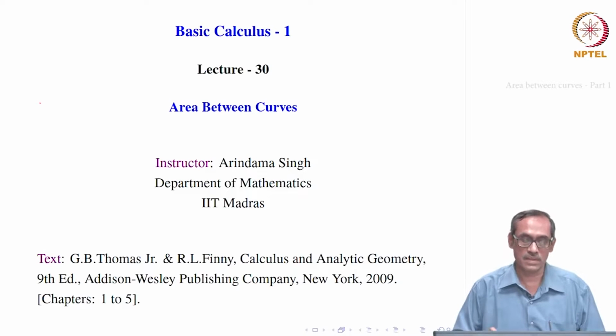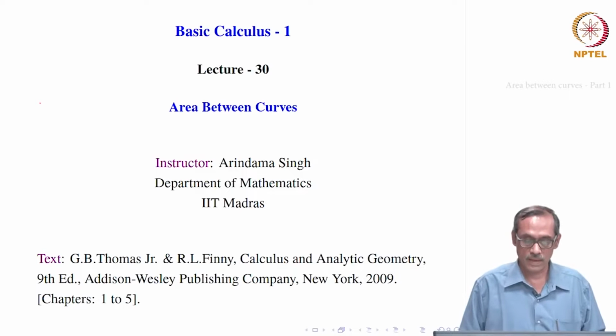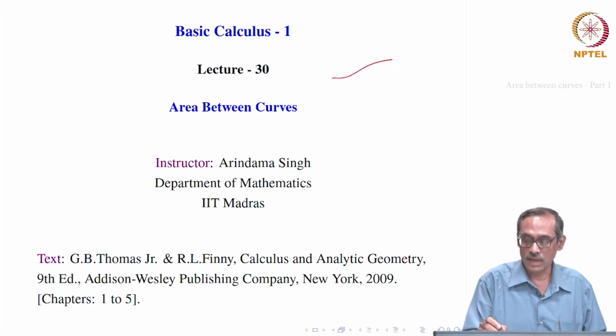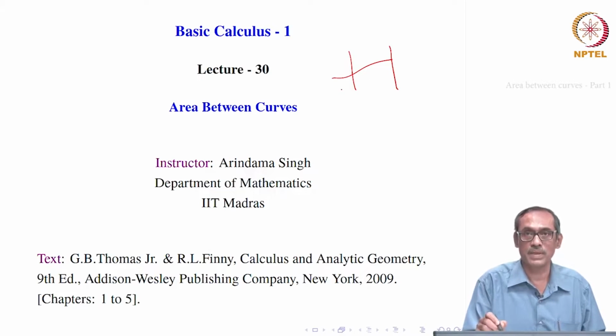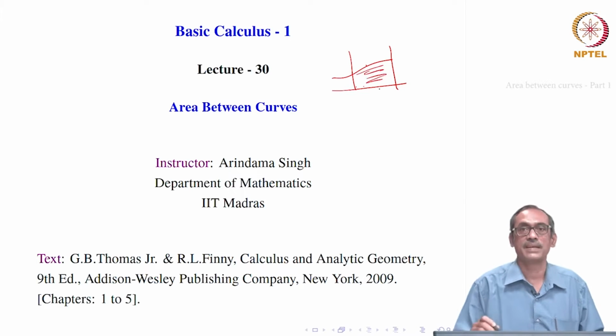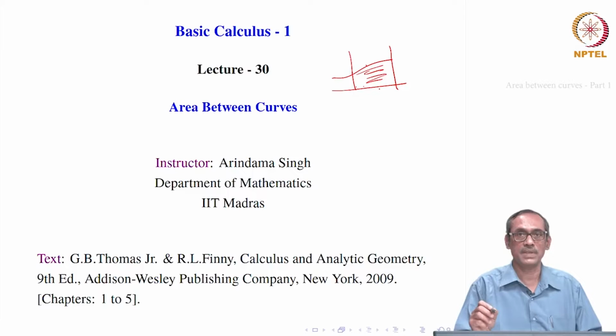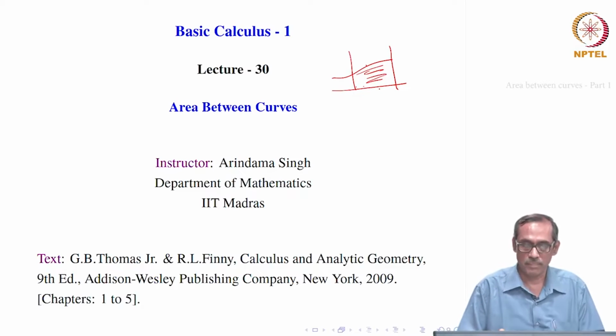Well, this is lecture 30 of basic calculus 1. Recall that we had introduced the integral through a particular type of area. So, suppose y equal to f of x is a curve and we wanted to find out the integral from a to b f of x dx. So, we take the area between x axis, the curve and the lines x equal to a and x equal to b. This area was defined as the integral a to b f of x dx, definite integral.